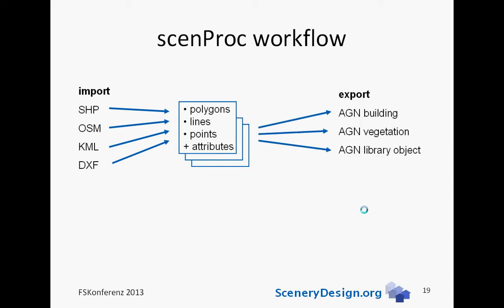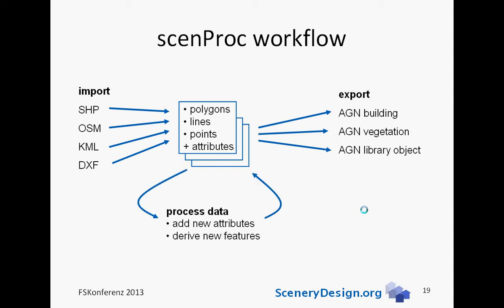And then on the other end of the tool, it can export to Autogen buildings, to vegetation and to library objects from those polygons, lines and points that you loaded from the GIS data. And because sometimes the data that you load needs a little bit of manipulation before you can use it for the Autogen, the tool can also process the data. So it can add additional attributes to the data, maybe create new features with certain rules. But this is the typical workflow of the tool.